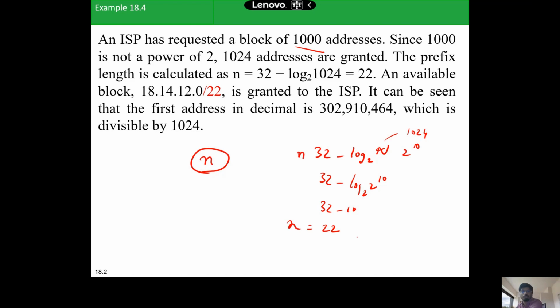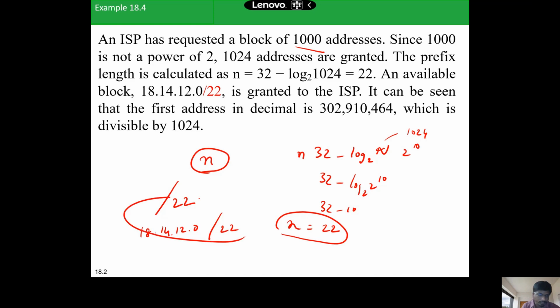The last 10 bits go for the host portion. The first 22 bits go for the prefix portion. And so I should allot them a block which is /22. So an available block, say 18.14.12.0/22, is granted to them. And they now have the right to use the remaining 10 bits, 2 power 10 addresses, that they can go on to use. So this is one example to understand depending on the requirement.